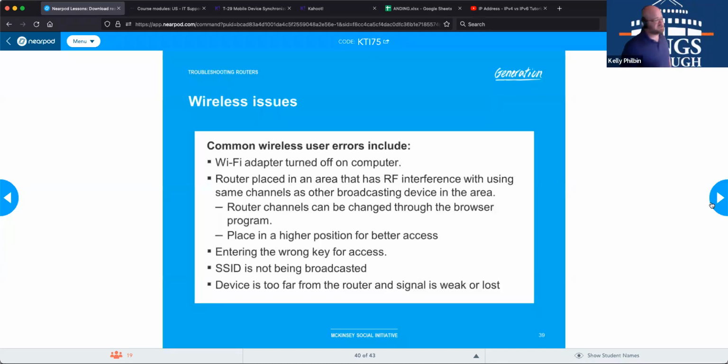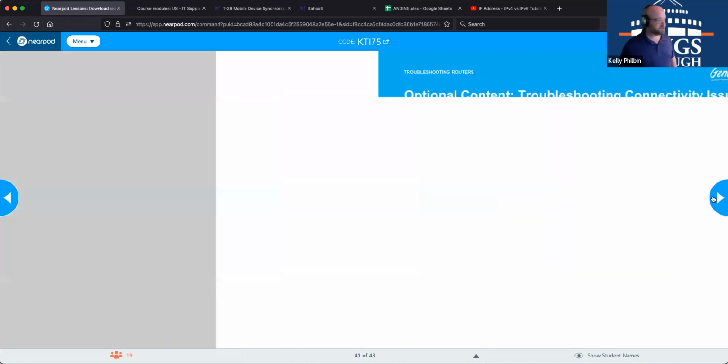Make sure your router is in a central location with minimal interference. Also, channel interference, make sure that you're on a clean channel. Another thing is SSID not being broadcast, so your device can't find it because you don't have the actual SSID and password saved, network saved. Entering in the wrong password is another big one, and/or the device is too far from the source.